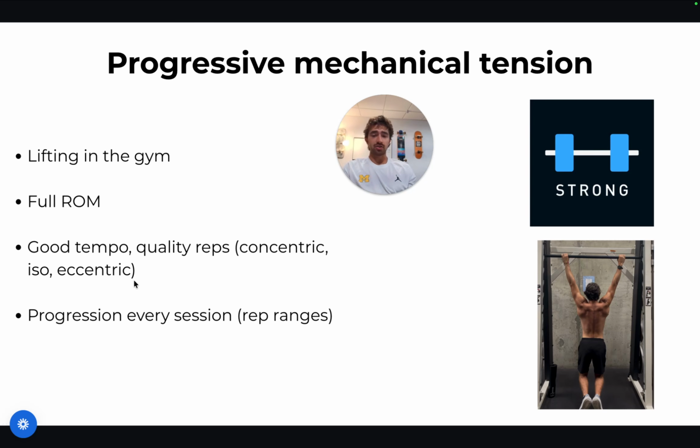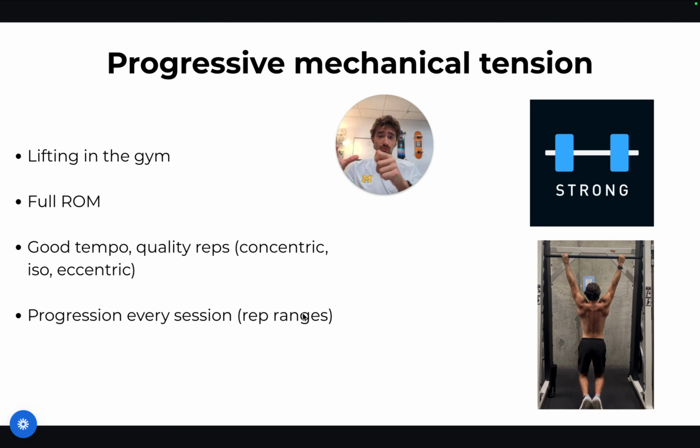Especially with the eccentric, there's a lot of studies and research that point to this is really where you get the most mechanical tension. And then, of course, progression every single session that you do. So I like to use rep ranges. What I do for myself and my clients is, say, for example, you have a chest press that you're working on. So you can have a 6 to 8 rep range.